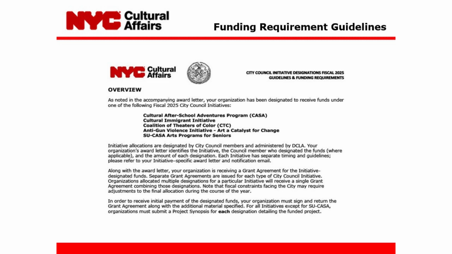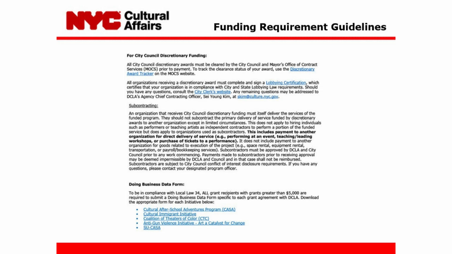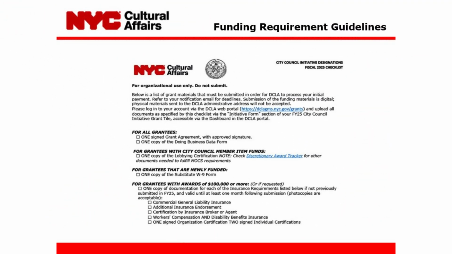Now let's take a look at a few sections from the Guidelines and Funding Requirements document. This PDF is a critical tool used throughout your initiative payment process, and it contains extremely important links and information. Here's the top half of page 1. Here you'll see all of the initiatives listed up top. Next is a snapshot of page 4, where, as you can see, towards the bottom, you'll find a separate Doing Business data form linked for each initiative. And finally, here's a glimpse at the last page, which provides a handy checklist for your use.